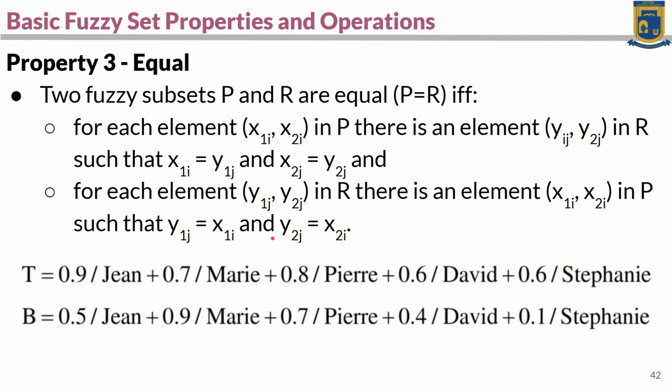Then we are talking about equal. When we say two subsets are equal, how will you know that they are equal? Two fuzzy subsets P and R are equal if and only if for each element, here we are talking about the member of X, the degree of membership of X in P is equal to that in R. There's another element which we also have over here. Here is supposed to be 1. I made a mistake. Let me change it.